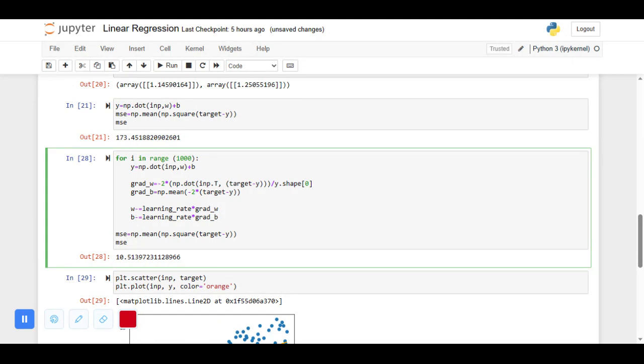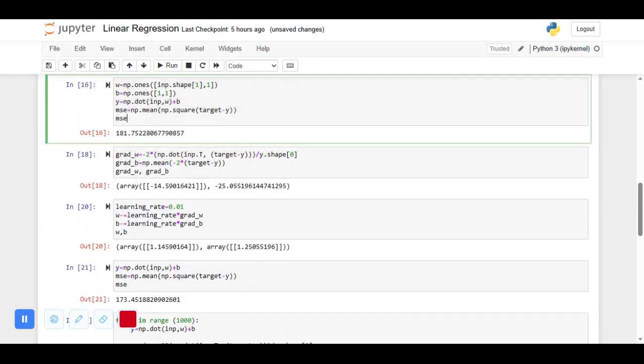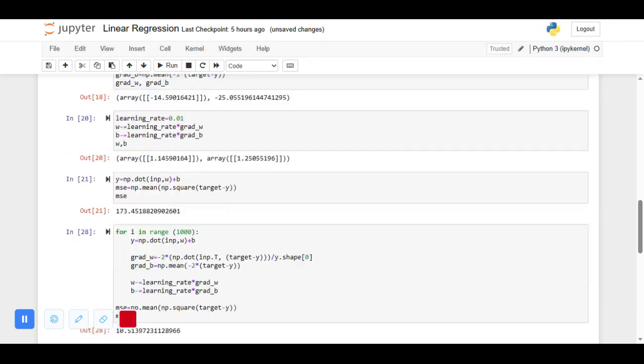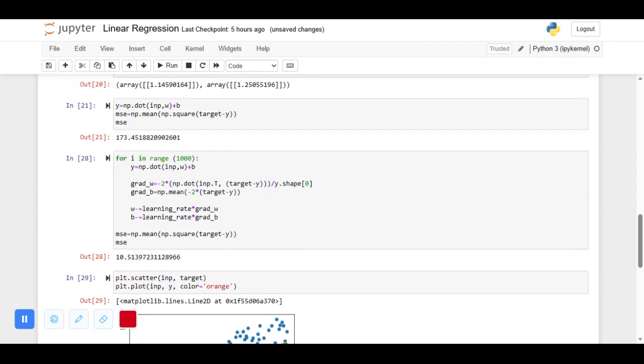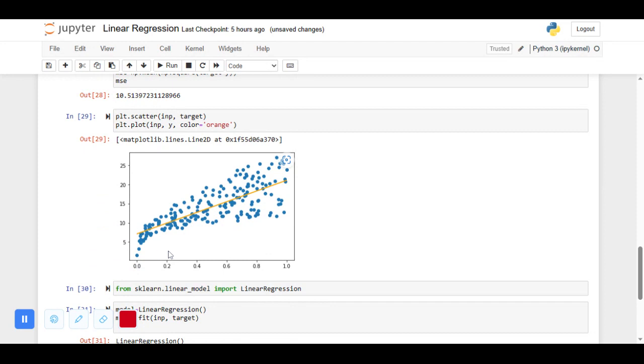I will be providing the link for this notebook, and also I have prepared a video which shows how the line will fit for different iterations. So like suppose for the first iteration, for the second iteration, where will the line be? The line will start from here, then it will go here, then it will change the slope of the line and the intercept of the line. So please check that video. Also it will help you understand how the line fits well.